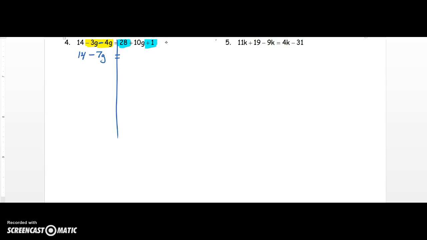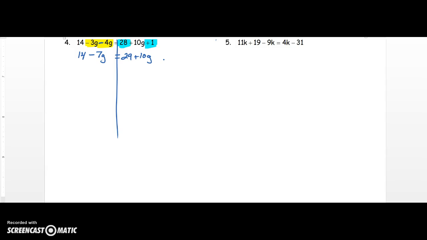Why are those like terms? Because they do not have a variable. They are constants. All constants are like terms. So you have 28 plus 1. 28 plus 1 is 29. Bring your 10g down since we have not touched it. Okay, now nothing is different.